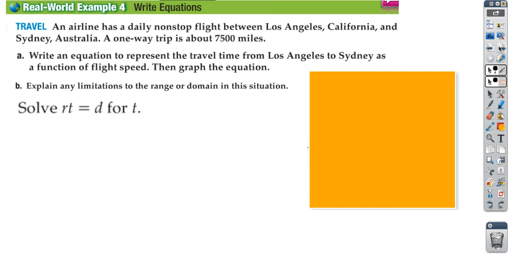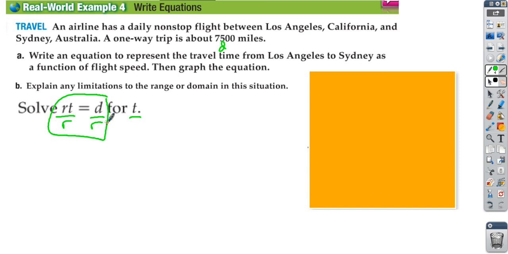Okay, so here's what this says. It says an airline has a non-stop flight between LA and Sydney. A one-way trip is 7,500 miles. So that means distance in this case is 7,500. It says write an equation to represent the travel time. So because we're finding time, we want to take this equation and solve it for t, because we're going to need an equation for time specifically. So we solve this for t.